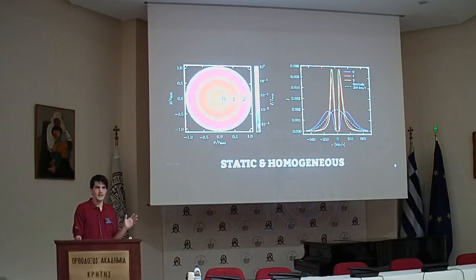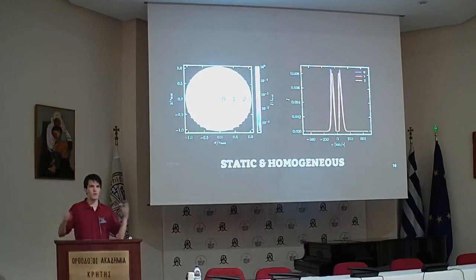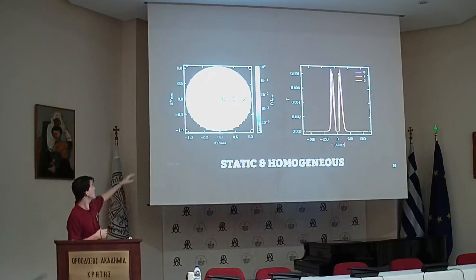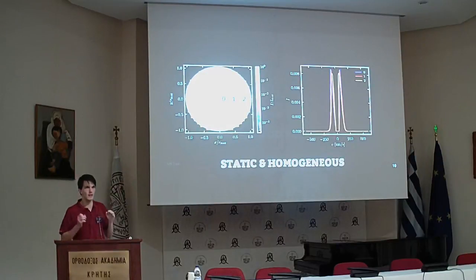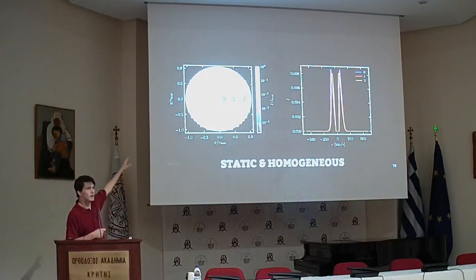So we can test that even more. That's the cool thing about simulations, that we can change the system as we want. So what if, instead of a wide Gaussian, I use a narrow delta-shaped line profile and look at the system? Again, you see a very flat surface brightness profile. You don't have that bright central region where the wing photons escape. But on the whole, it's very similar. What you see now is that each annulus has the same spectral shape.